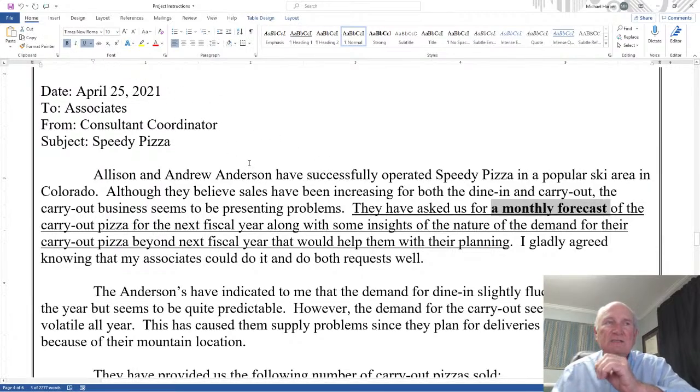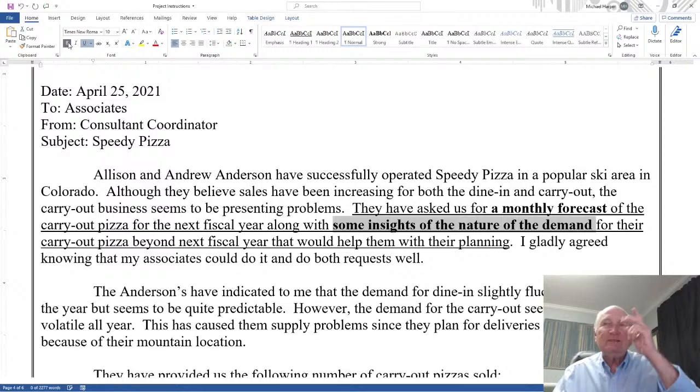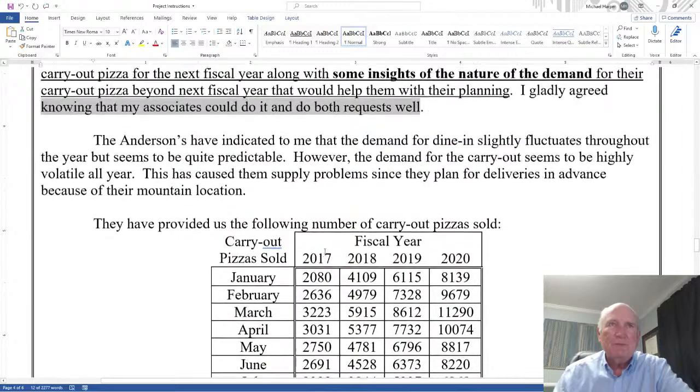So in your response memo, give them a monthly forecast, along with some insights of the nature of the demand. The second thing is insights. If you don't give a monthly forecast, you don't do the memo right. It's wrong. If you don't have insights about the nature of the future, then that's wrong. And I'll talk about that in just a second, what they are. And I gladly agreed, knowing that my associates could do it and do it well.